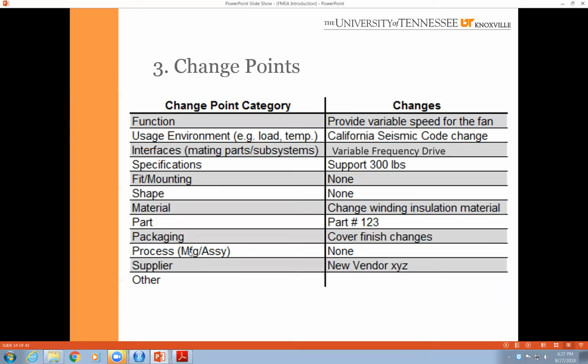So this is just an example of a table. You start thinking about change points, categories, function changes, and start listing what those changes are. Those items will feed into the FMEA, which we'll talk about here. Additional loads, additional temperature, and so on and so forth.